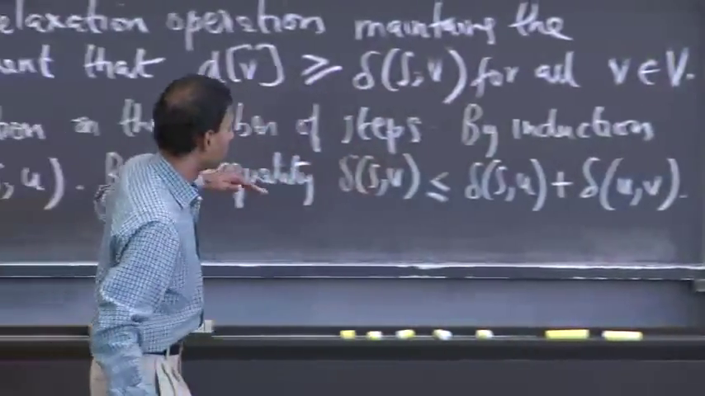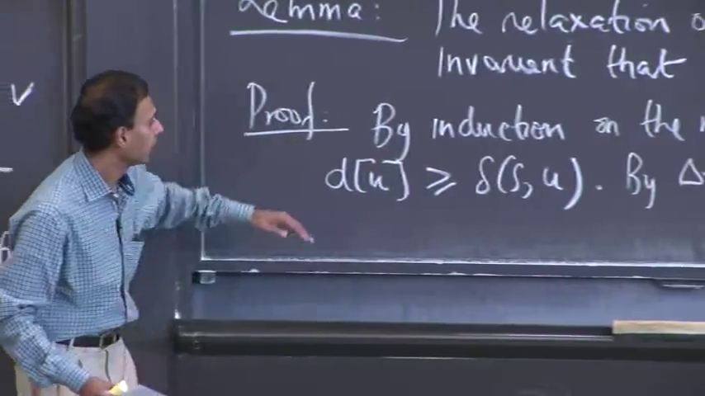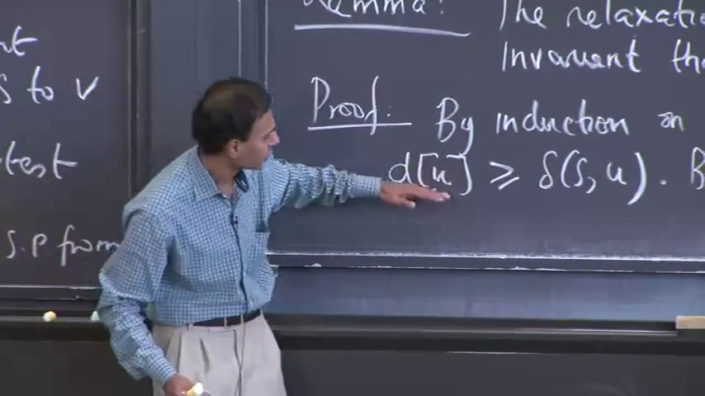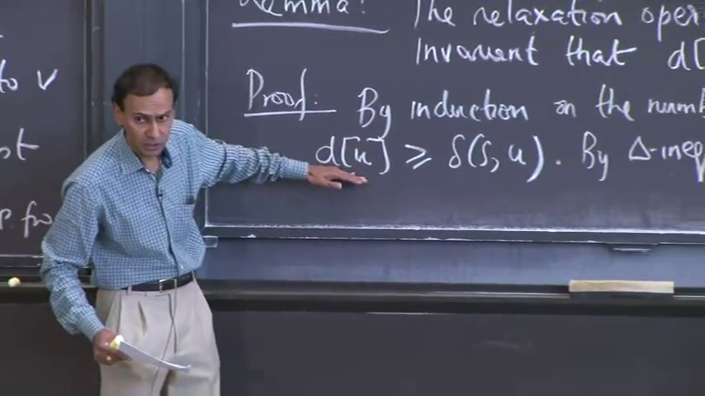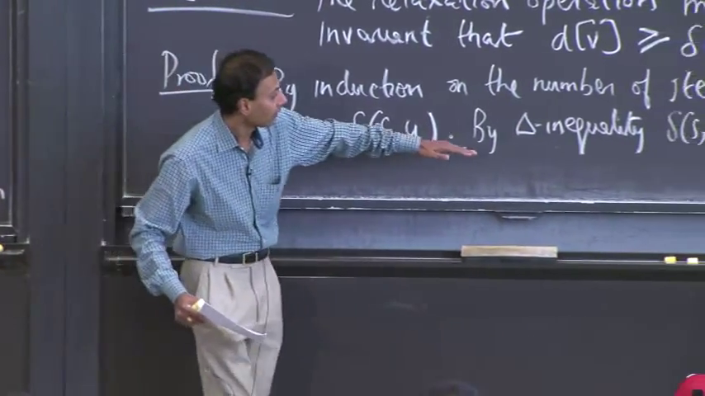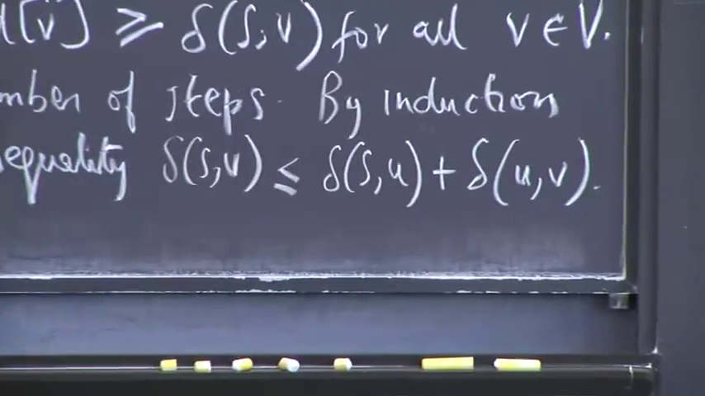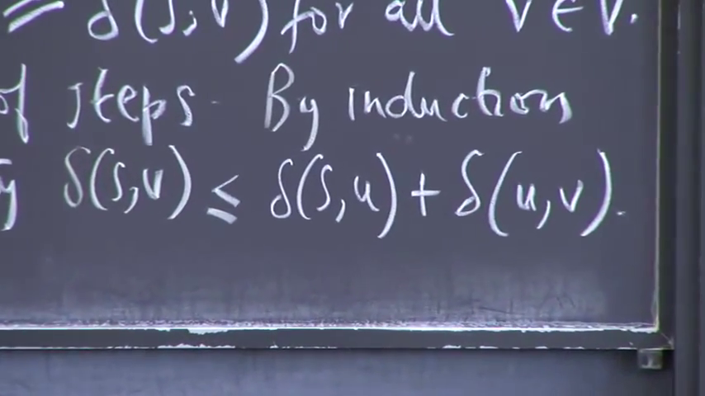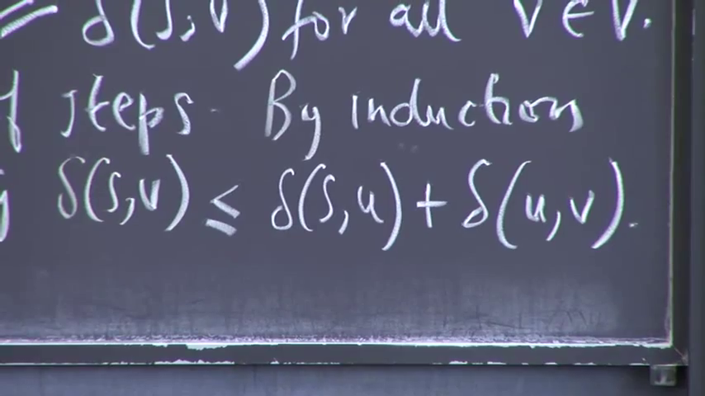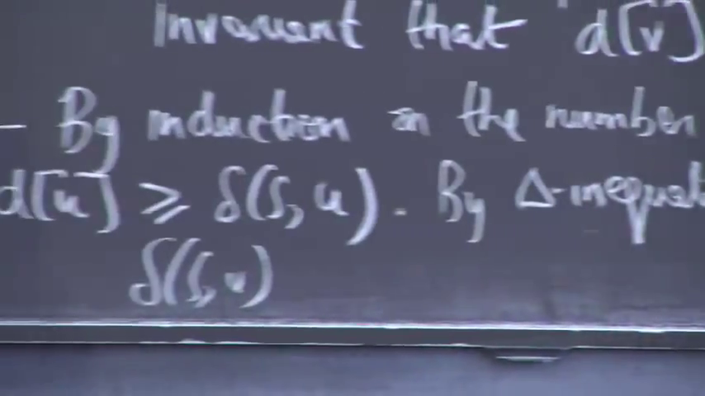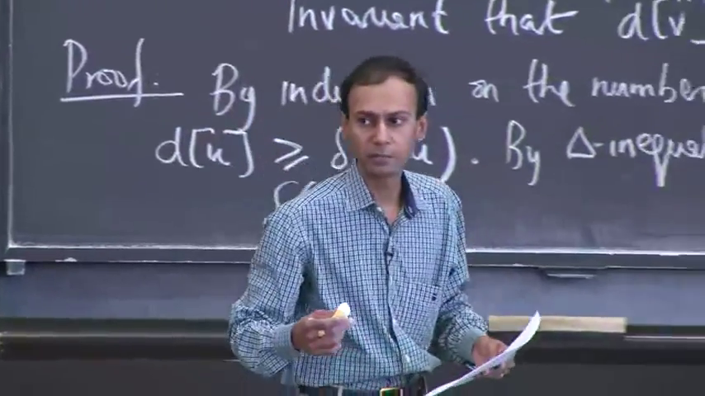So that's half the proof here. What I've done is assume that du is correct, and I've used the triangle inequality, or I've just written this down. Now, someone do the last step or the second to last step of this proof. Anybody?